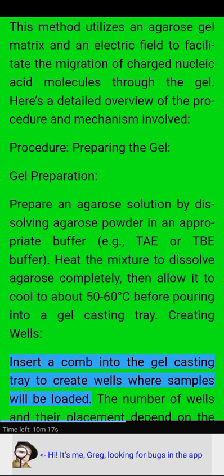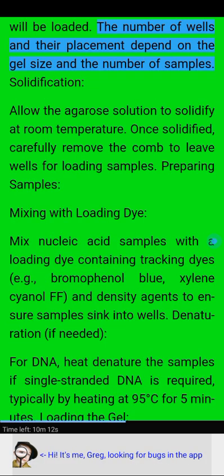Creating wells. Insert a comb into the gel casting tray to create wells where samples will be loaded. The number of wells and their placement depend on the gel size and the number of samples. Solidification. Allow the agarose solution to solidify at room temperature. Once solidified, carefully remove the comb to leave wells for loading samples.